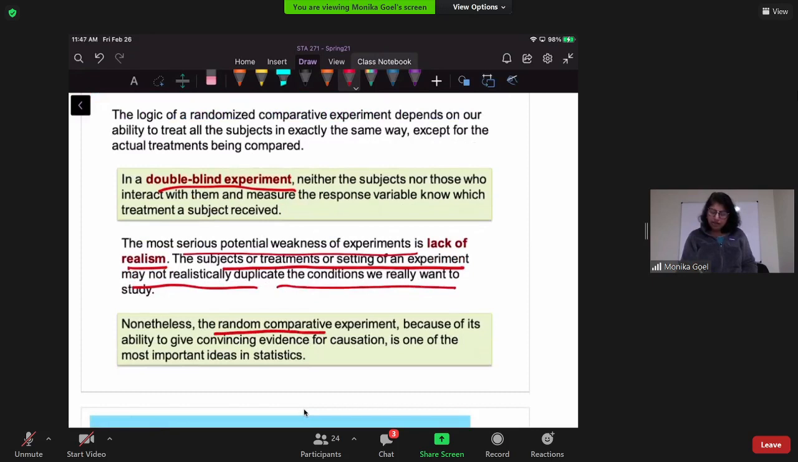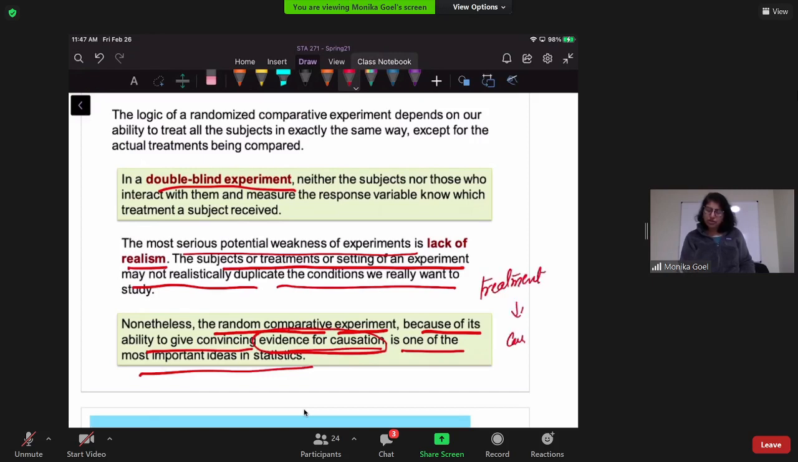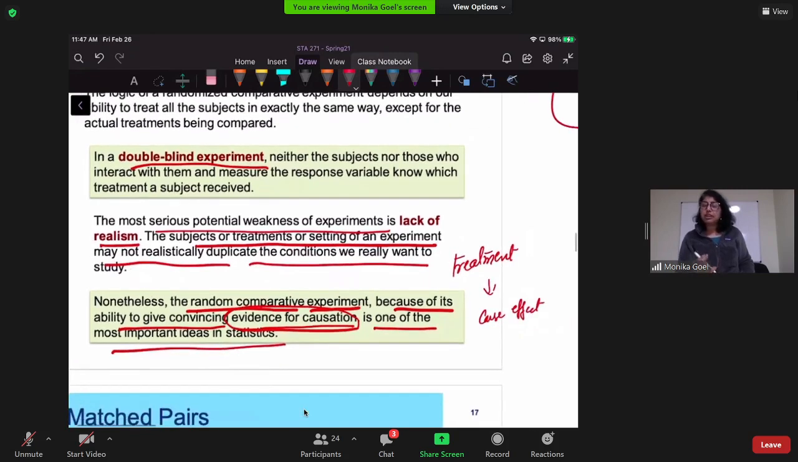The randomized comparative experiment, because of its ability to give convincing evidence of causation, is one of the most important ideas in statistics. And again, it says evidence of causation. Why? Because we are applying the treatment to see if there is a cause and effect relationship or not. We are applying the treatment and then comparing within each group, depending upon what kind of experimental design we are doing: completely randomized, block, or matched pair.